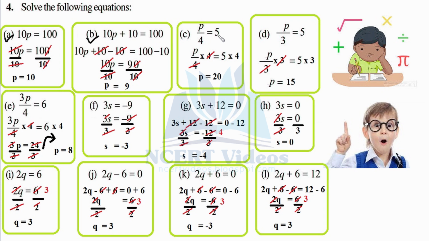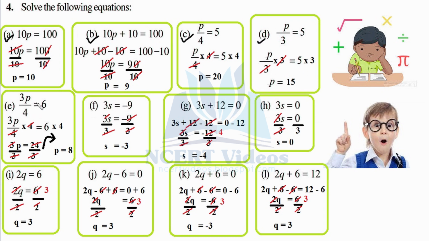p upon 4 equals 5. Now it is in division, so we'll have to introduce in the numerator, which is multiplication, the same number 4. We'll also have to do it on the right hand side so that the equation doesn't change its value. The 4 cancel, p is separated, equal 20. p by 3 equals 5. 3 on the denominator, introduce it on the numerator with multiplication. Similarly on the right hand side, 3 cancel, p separated, 5 3s are 15.